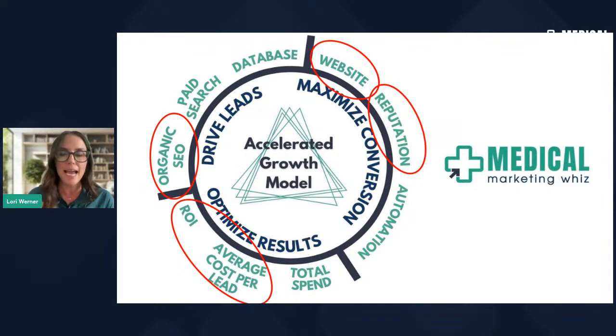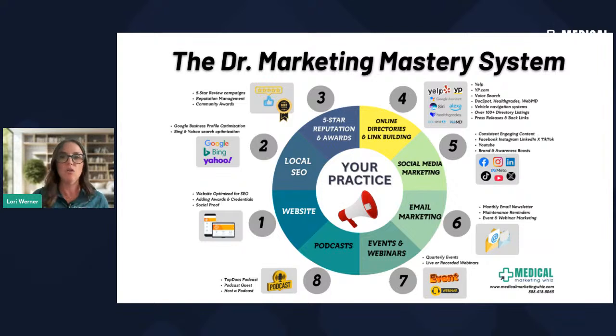And then lastly, you need to optimize your results. When you're spending money, time and energy on marketing, you want to make sure that you're getting a good ROI, and you want to be able to track your average cost per lead and get those high quality leads at the lowest possible price. So what we're going to talk about today are some components of this. We're going to talk about organic SEO, how you can optimize your website for conversion, how you can improve your online reputation, and then ultimately how search engine optimization can give you some of the highest ROI for the least possible cost per lead. And this is really part of an overall marketing strategy.